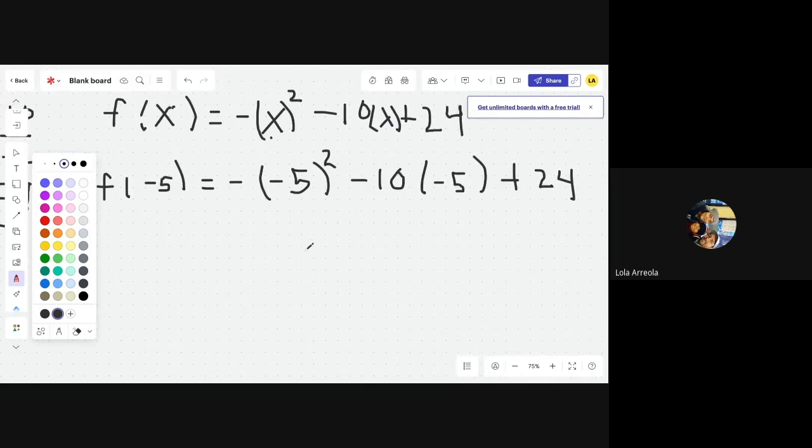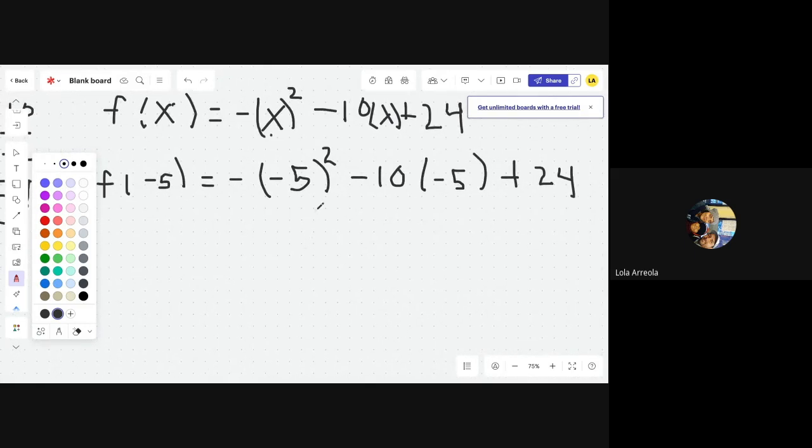Now this just becomes a simple problem with order of operations. So which one do I want to do first? PEMDAS tells me the order of operations. P stands for parentheses. So I'm going to look at all the parentheses and see if I can simplify anything within the parentheses, if there's any math that needs to be done. Can I simplify negative 5 even further? No. So what's the next thing I do?